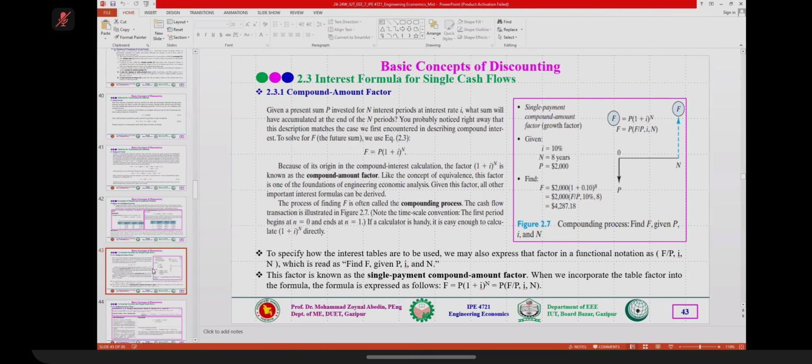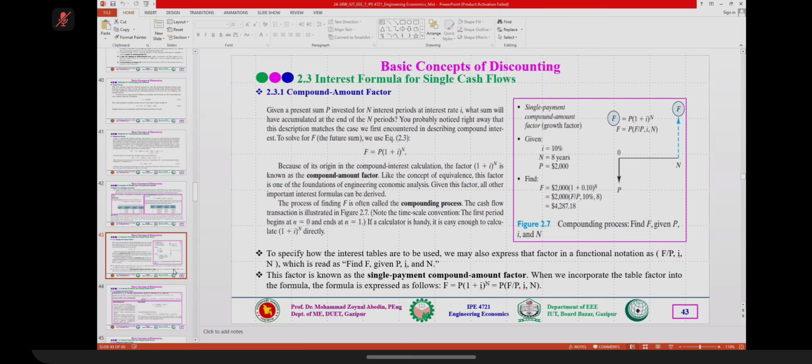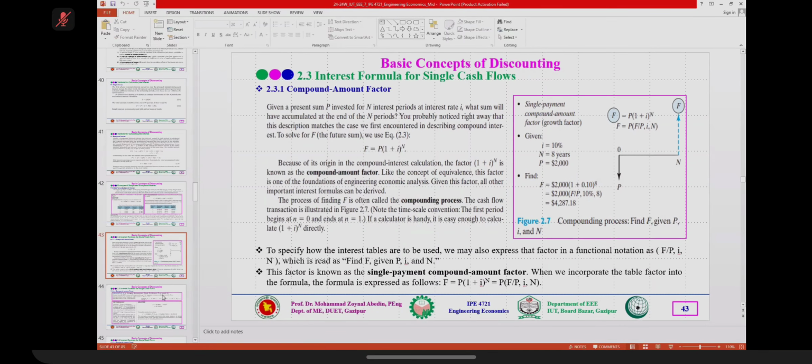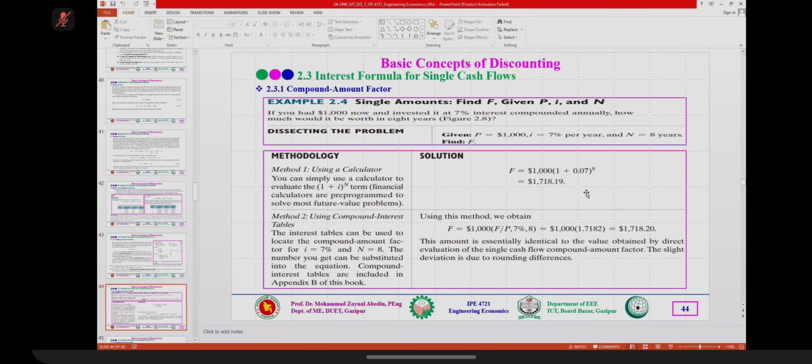So now, I will show you one example, a very easy example, how it is coming this way. I will show you in the next slide. Okay. This example is 2.4, from the book I have given you, very simple book. This problem is based on the compound amount factor in the chapter of interest formula for single cash flows. Example 2.4, single amounts, compound amount factor is the growth factor.